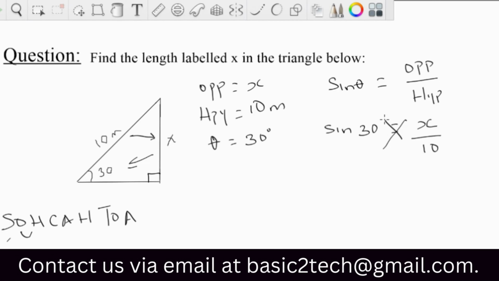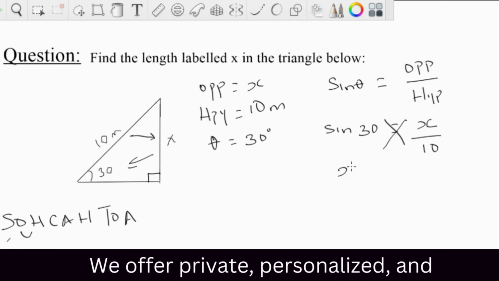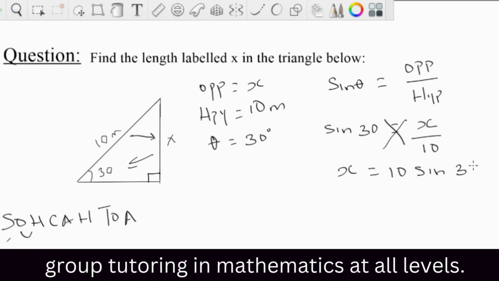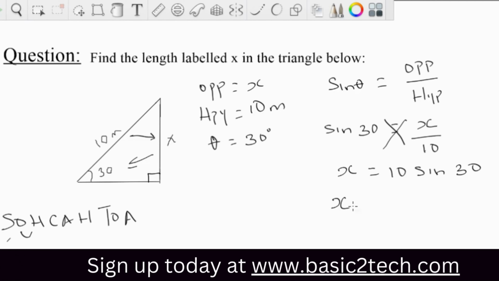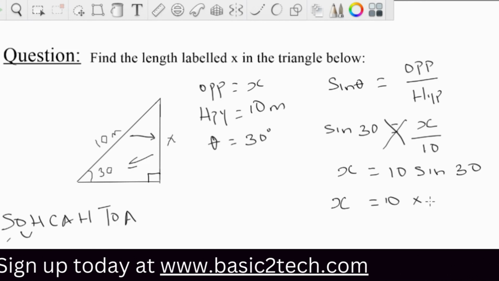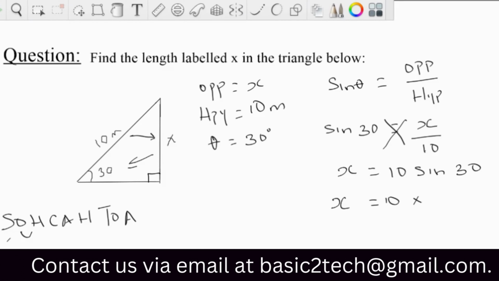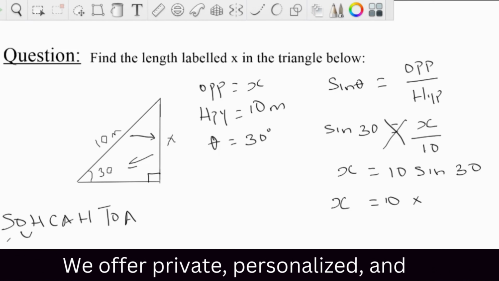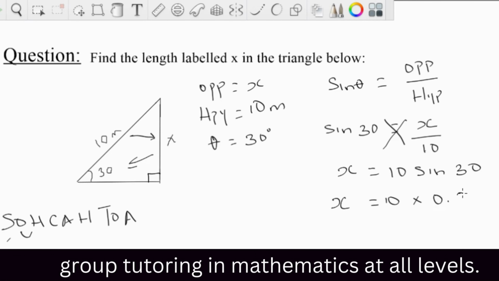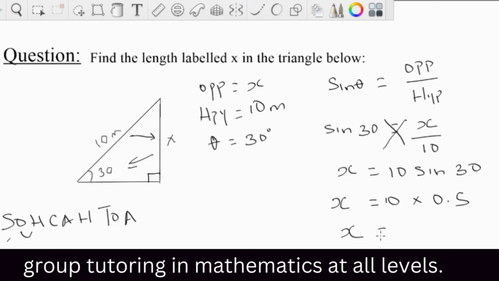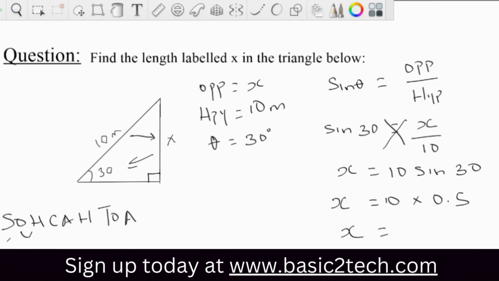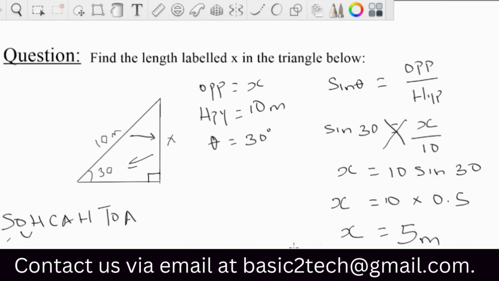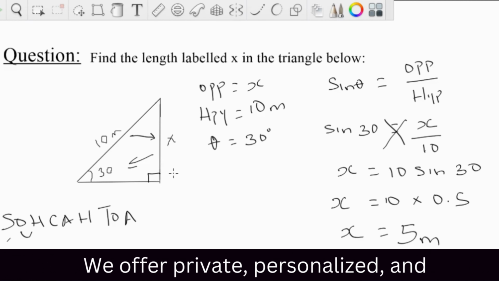Next, we transpose. So we have x equal to 10 times sine 30, or 10 sine 30. So therefore our x, which is our opposite, is equal to 10 times sine 30. Again, use your calculator. Sine 30 will give us 0.5. So therefore our opposite is 10 times 0.5. That gives us 5 meters. So our unknown side right here is 5 meters.